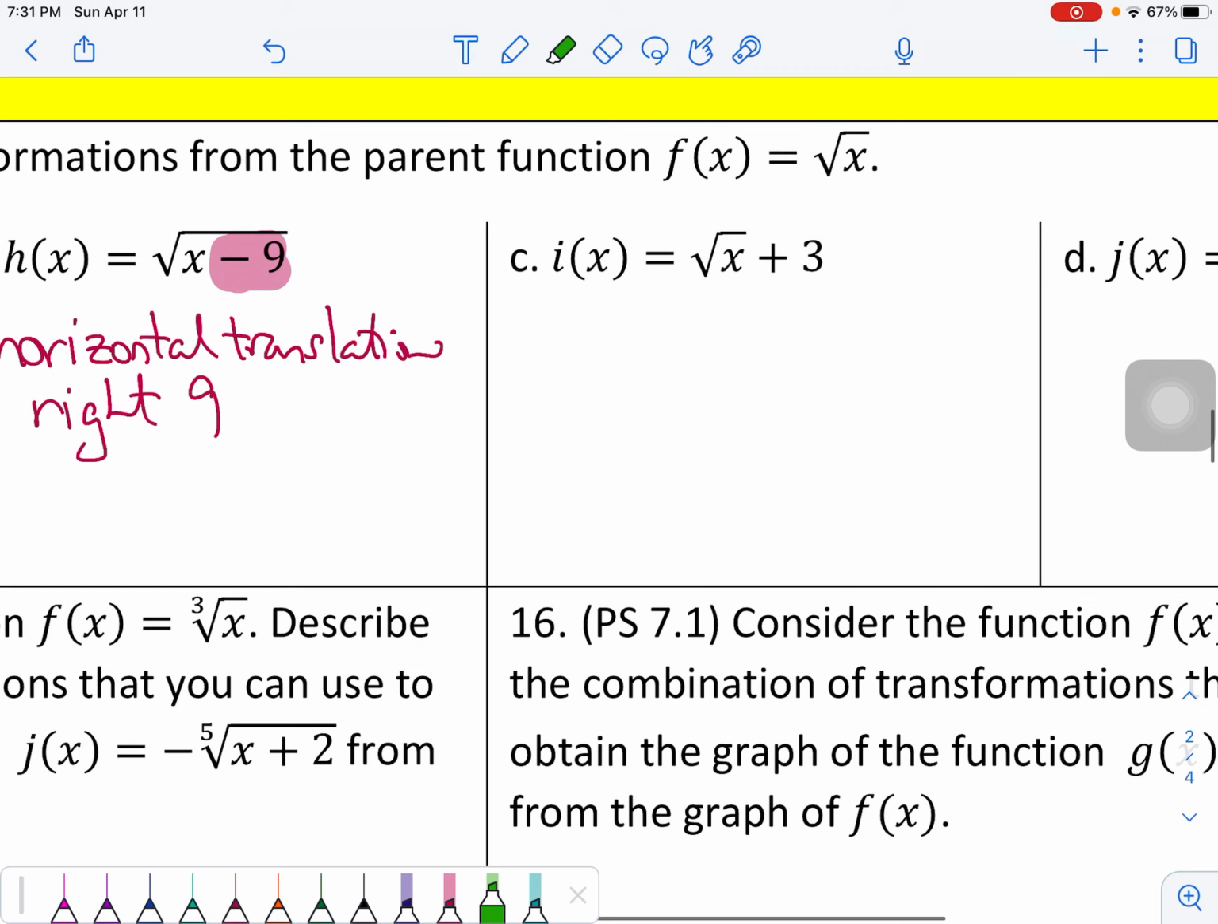Part C, we've got again another function where we are adding something to the entire radical. So we've got the square root of x as one entity, and then we've got a plus 3. So that plus 3 is going to be a vertical translation.